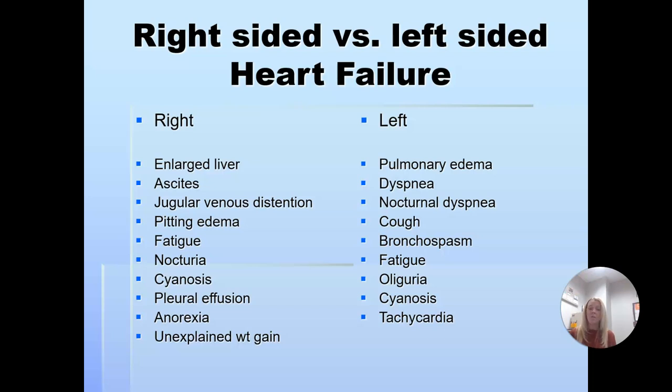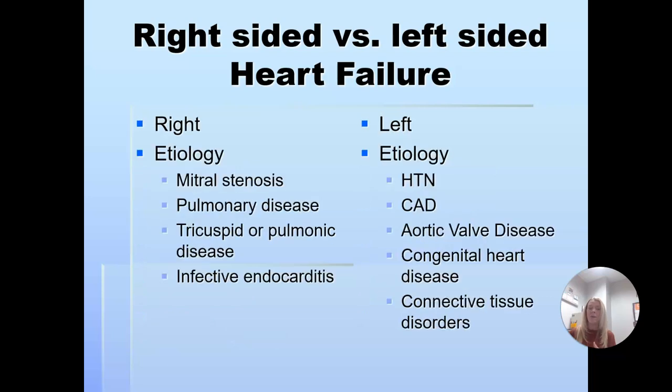For left-sided heart failure, we're more likely to see pulmonary edema, dyspnea or shortness of breath, nocturnal dyspnea, so it's worse at night, a cough, bronchospasm, fatigue, oliguria, which is a decreased production of urine, cyanosis, and tachycardia. There's a decent amount of overlap between those symptoms. Again, with heart failure, we're going to see either side some serious consequences from that.